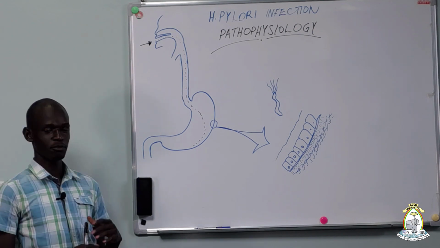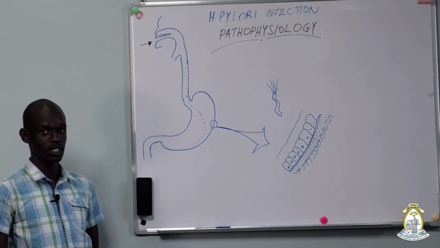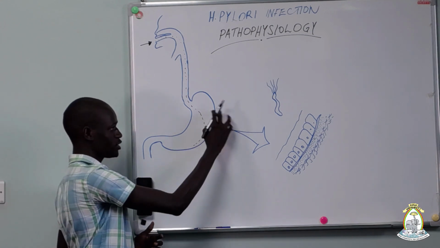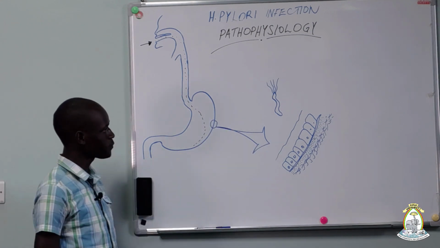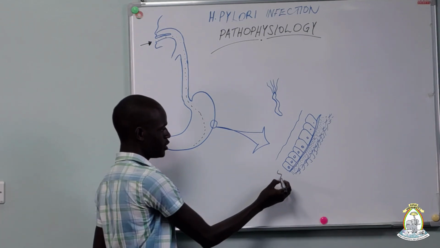Once H. pylori is in the stomach, there is a long chain of events that happens leading to the symptoms that the patient experiences. We are going to describe that by simply zooming out the stomach wall right this way. So in this illustration, I'm basically focused on the mucosa.